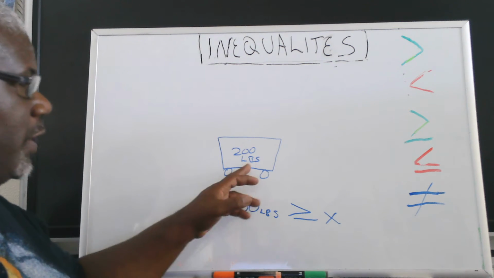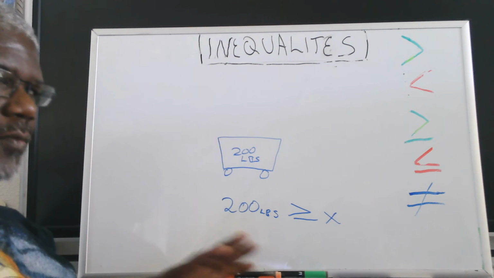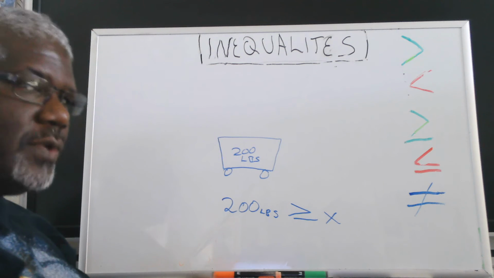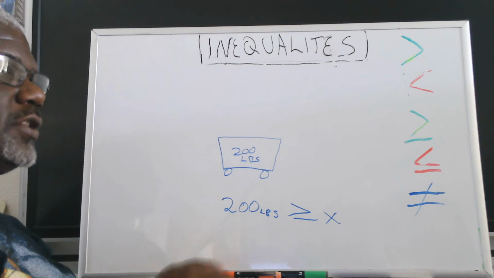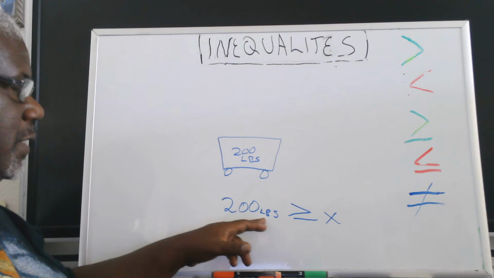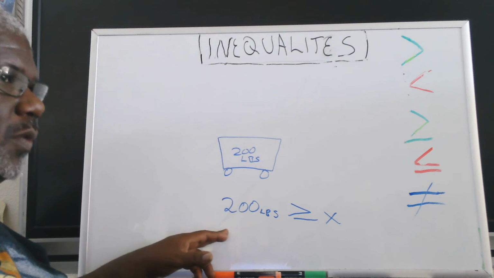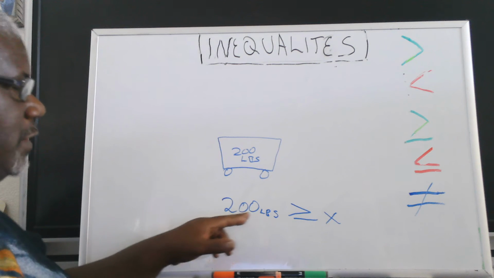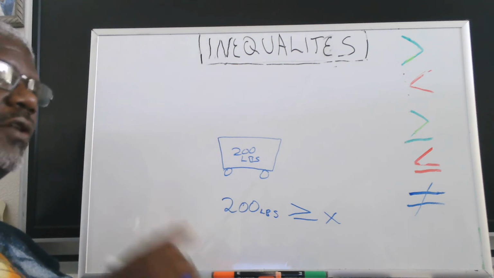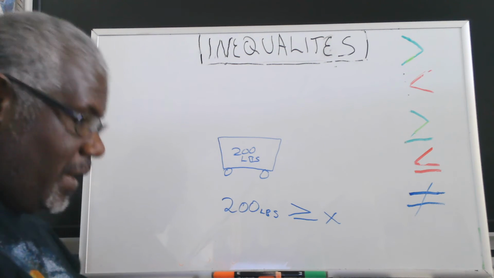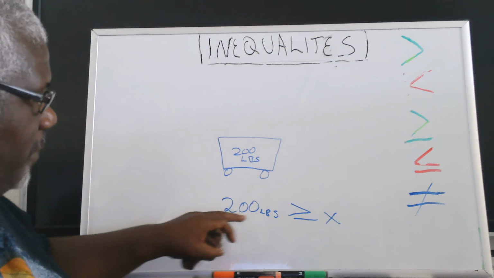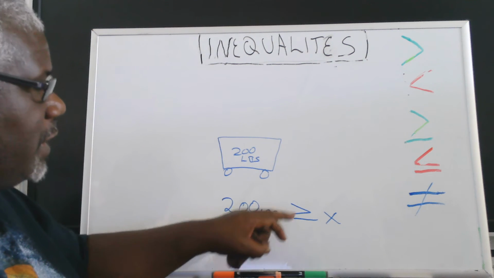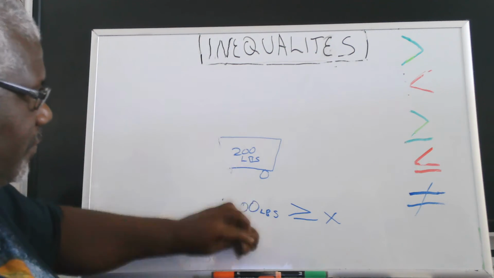To get it to move at all, and I stress that because I want you to understand that, it's going to take at least 200 pounds of force to get the internal forces moving, and 200 point whatever, or 201, 300, 400, 500. So this has to be greater than or equal to 200 pounds of force. Okay, that's the first example. 200 is greater than or equal to X.